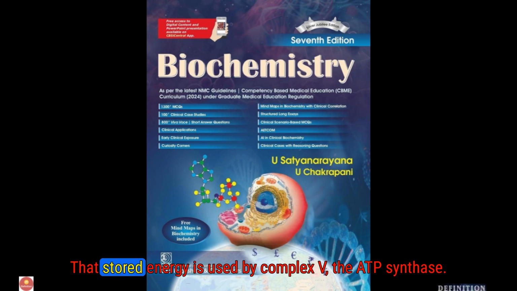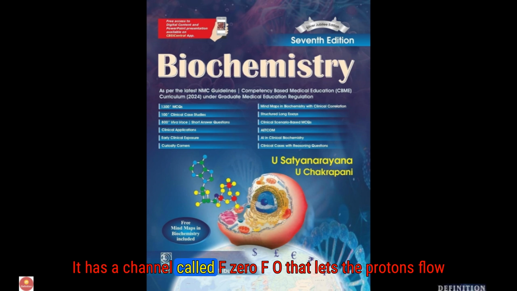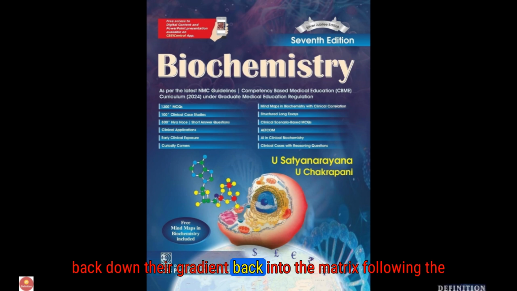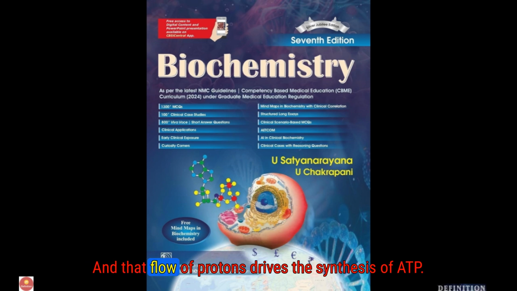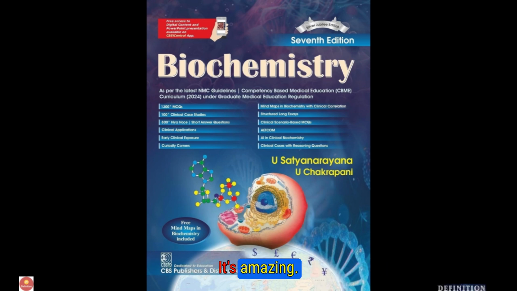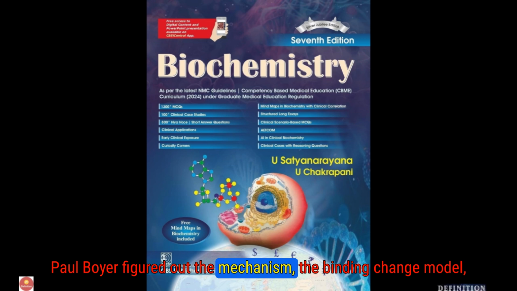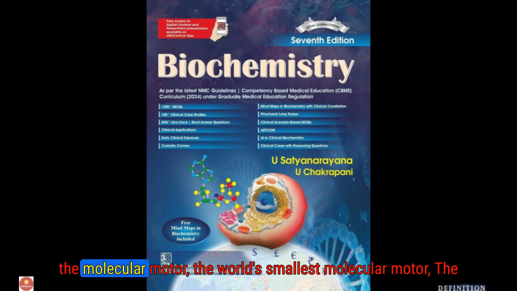Then what? Then that stored energy is used by complex V, the ATP synthase. It has a channel called F0 that lets the protons flow back down their gradient into the matrix. Following the gradient, releasing the stored energy. And that flow of protons drives the synthesis of ATP. It's amazing. Paul Boyer figured out the mechanism, the binding change model, the world's smallest molecular motor.